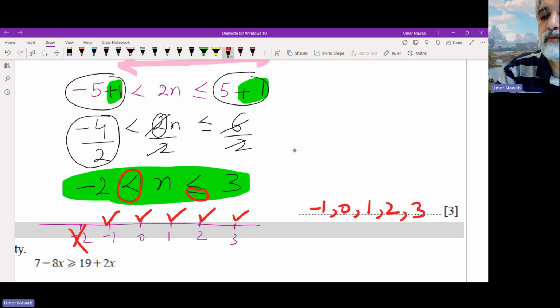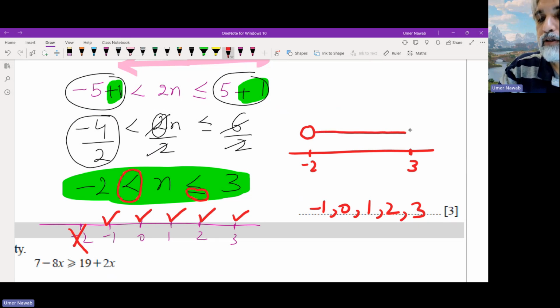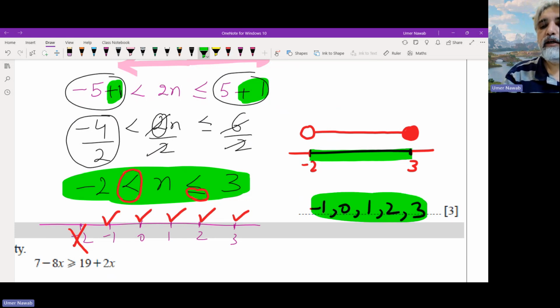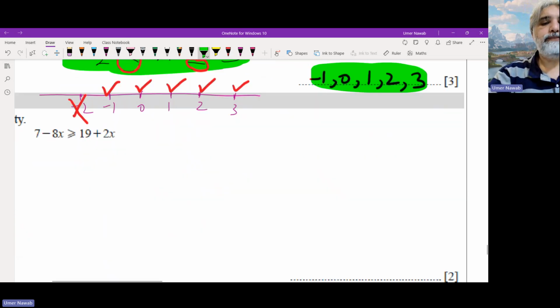I can show it on the number line also. So this is your negative 2 and this is your 3. Negative 2 is not inclusive, but 3 is inclusive. So I will use a filled circle for the inclusive or non-strict inequality. But for the strict inequality, I will leave the open circle here. So all the integers between minus 2 and 3 within this bound will be my solution.